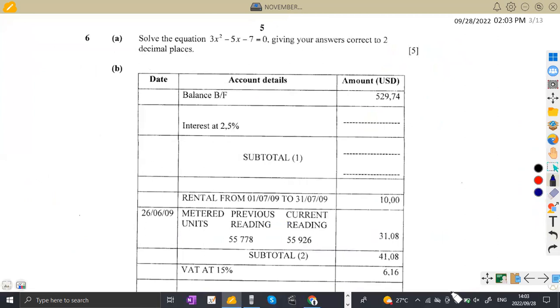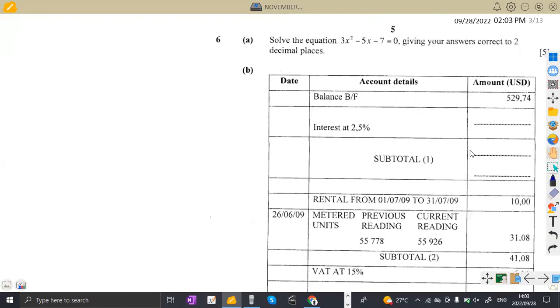Number 6A, solve the equation. It's a quadratic equation that you're given, giving your answers correct to decimal places. So quadratic equation, guys, we must think of the quadratic formula. Definitely here we must be thinking of quadratic formula or completing the square. So because of time, guys, I'm not going to focus on the completing the square method. I'm just going to focus on what you're already used to. But if you want to know more about completing the square, just search completing the square at Mason African Motives. You'll see the topics that I've done on completing the square method, so that you can also opt that method if you want to use that one.